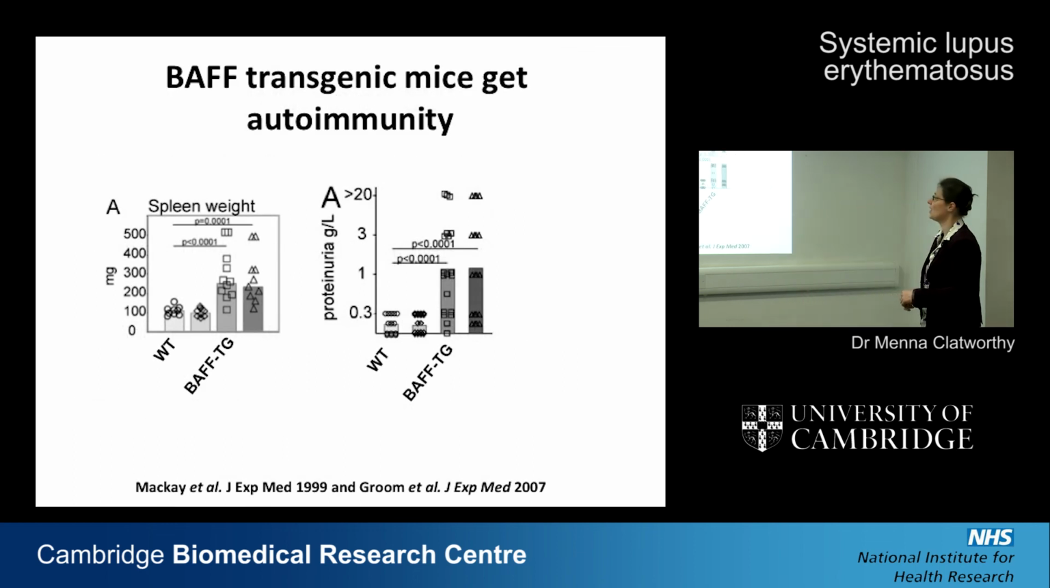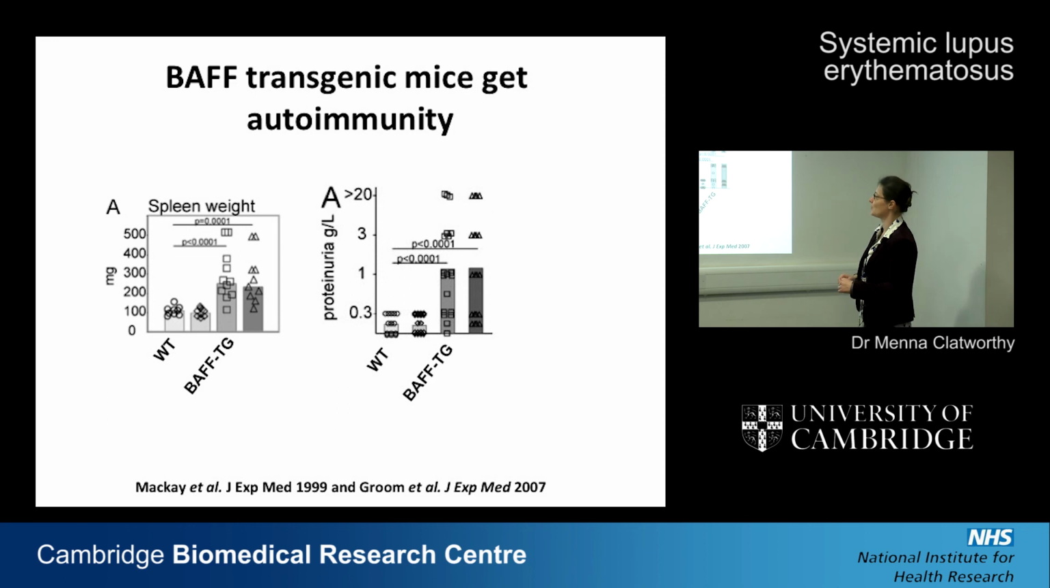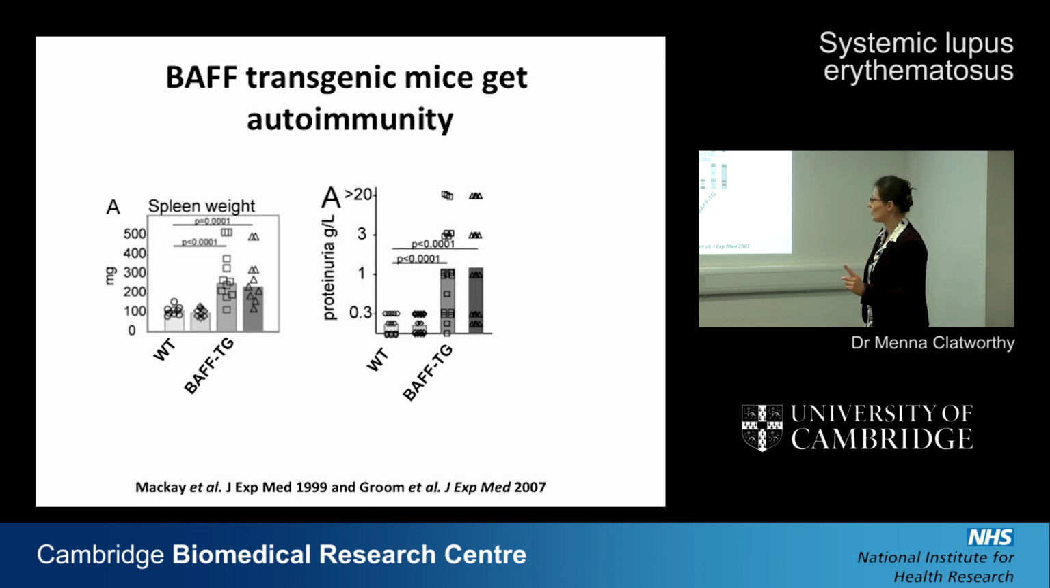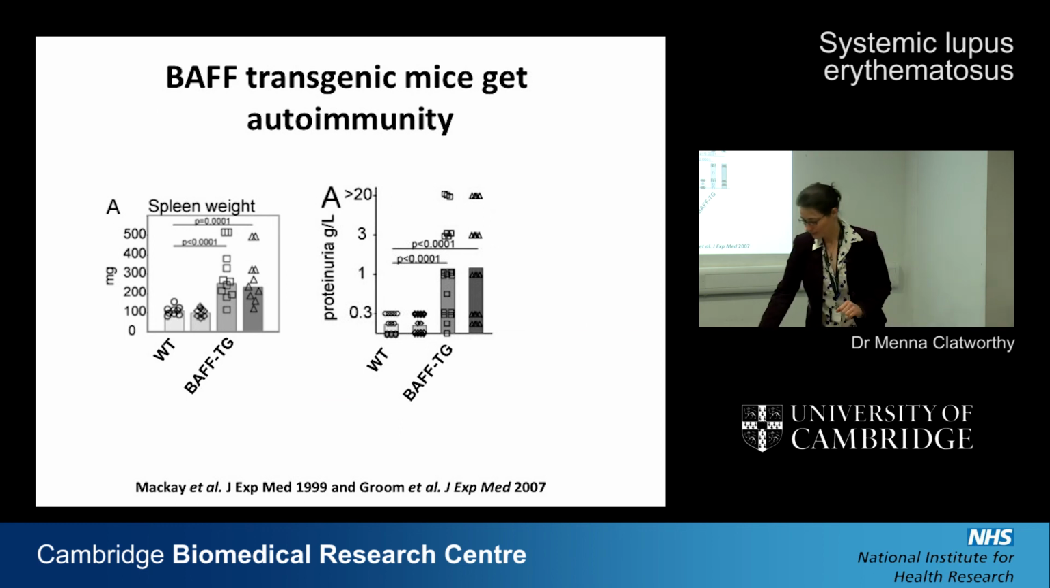And what they found was if you looked at the spleens of those BAFF transgenic mice, they had higher spleen weight, and this was because they were packed with even more B cells. And if you looked at their kidneys, using proteinuria as a surrogate of nephritis, you can see that they had nephritis. But one of the key things about this follow-up paper in 2007 was that they made a version of the BAFF transgenic mouse that lacked T cells.